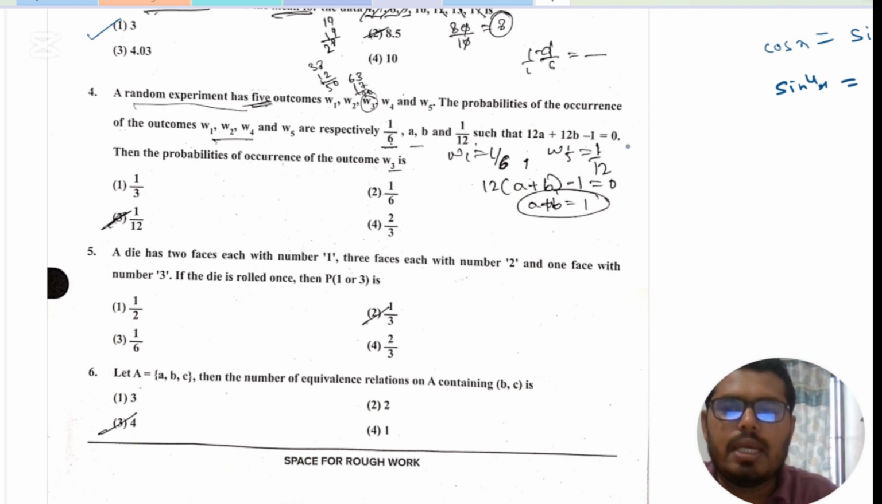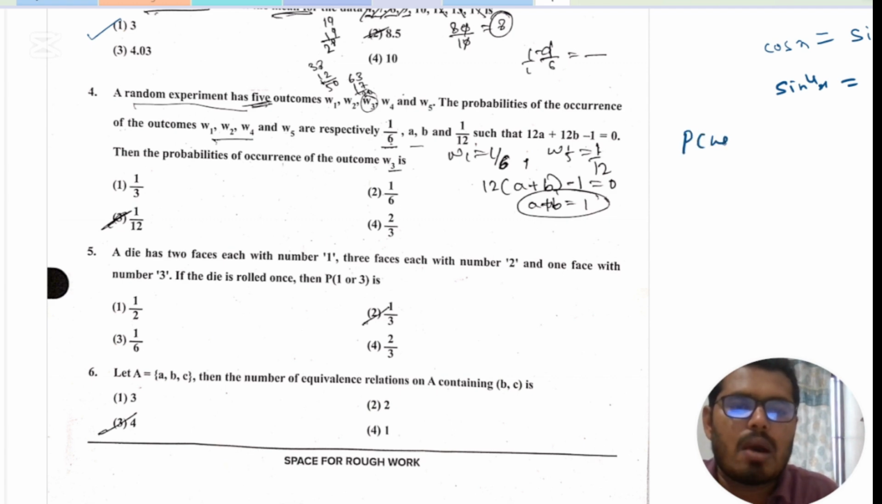Now the next question is, a random experiment has 5 outcomes W1, W2, W3, W4, W5. The probabilities of the occurrence of the outcomes W1, W2, W4 and W5 are respectively 1 by 6, A, B and 1 by 12, such that 12A plus 12B minus 1 is equal to 0. Then the probability of occurrence of the outcome W3 is equal to. Okay, a random experiment with 5 outcomes is given, and their probabilities are given.